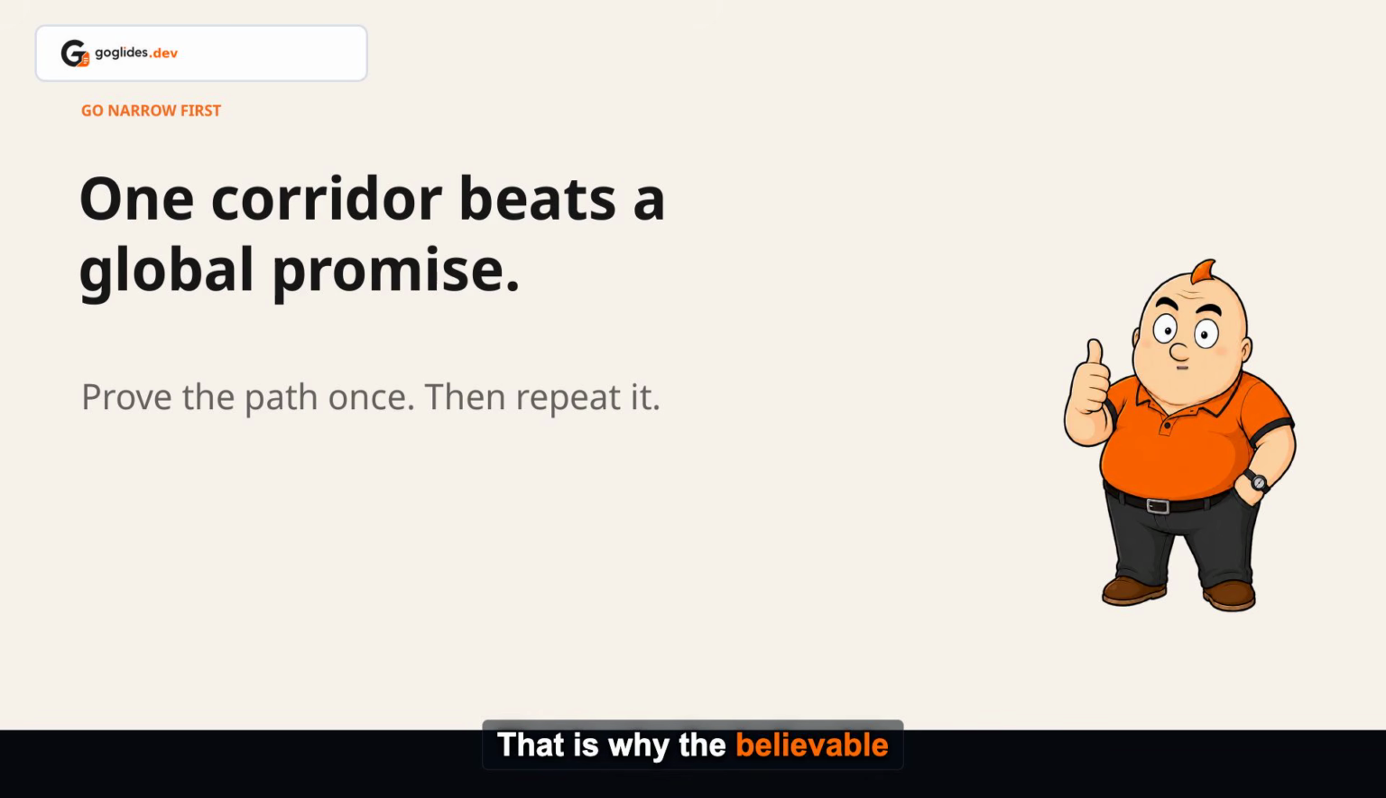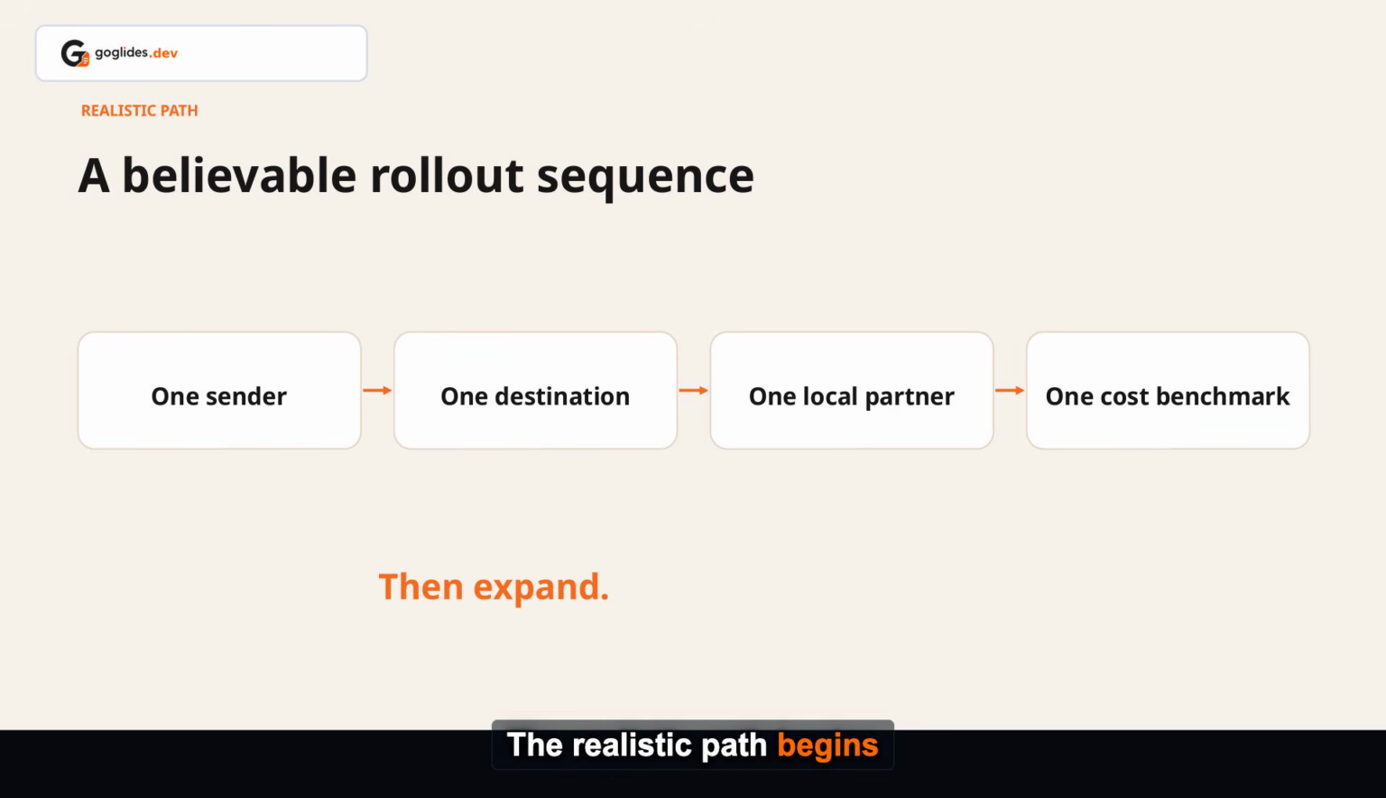That is why the believable path is not a launch across the entire global south. That would involve dozens of countries, currencies, regulators, and banking systems. The realistic path begins with one corridor, one sending institution, one destination country, one local bank or mobile money partner, one reliable conversion process. Prove that the customer can send money, redeem it, and receive local currency at a lower total cost. Then repeat the model elsewhere.